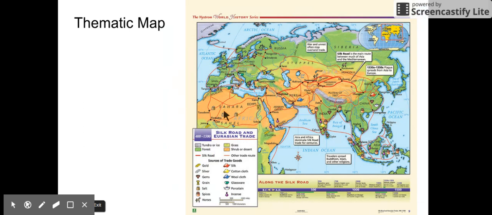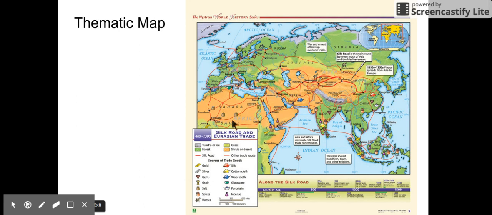Let's try one more. What is the title of this map here? If you thought Silk Road and Eurasian trade, you are correct. This is interesting because sometimes with thematic maps, the titles can actually be found in the key or the legend. So you have to look around for the titles of the maps because they're going to be in different places. But it's really important that you read them in order to know what the map is all about.